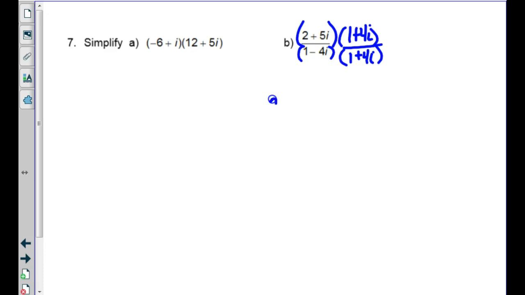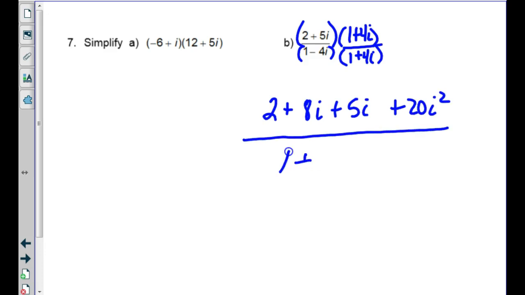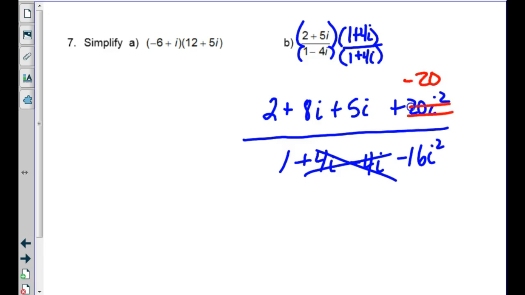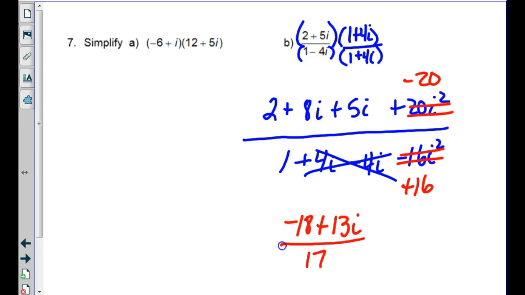So on the top, if I FOIL, I get 2 plus 8i plus 5i plus 20i squared. In the denominator, I get 1 plus 4i minus 4i minus 16i squared. So this is gone. And what does 20i squared become? Negative 20, and negative 16i squared becomes... Okay, so on the top I have negative 18 plus 13i, over 17, or negative 18/17 plus 13/17 i.